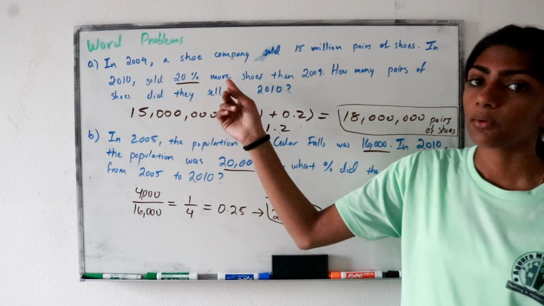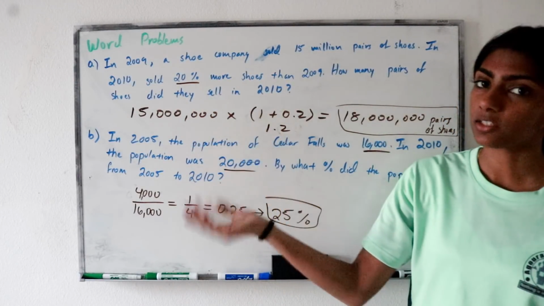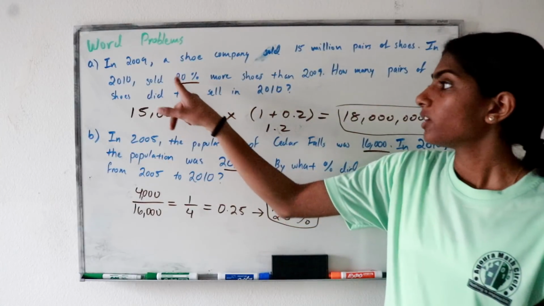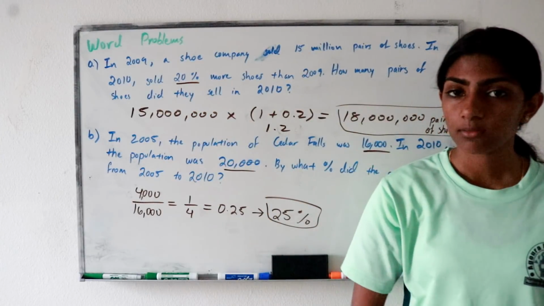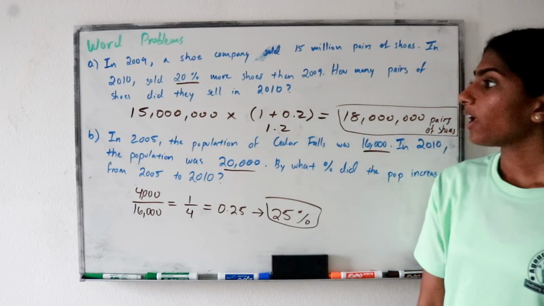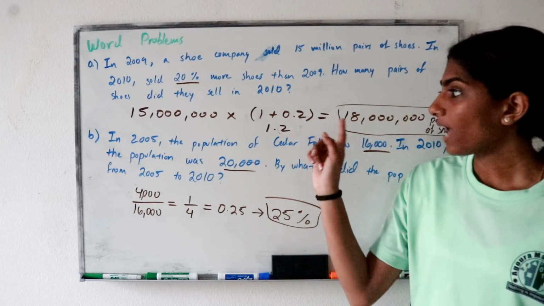And since we have a percent, we want to turn it into a decimal or a fraction, and decimals are easier to work with, so let's do decimal. We have 20%, what is that in decimal form? 0.2. And then, since we're doing an increase, we can just add it to 1.